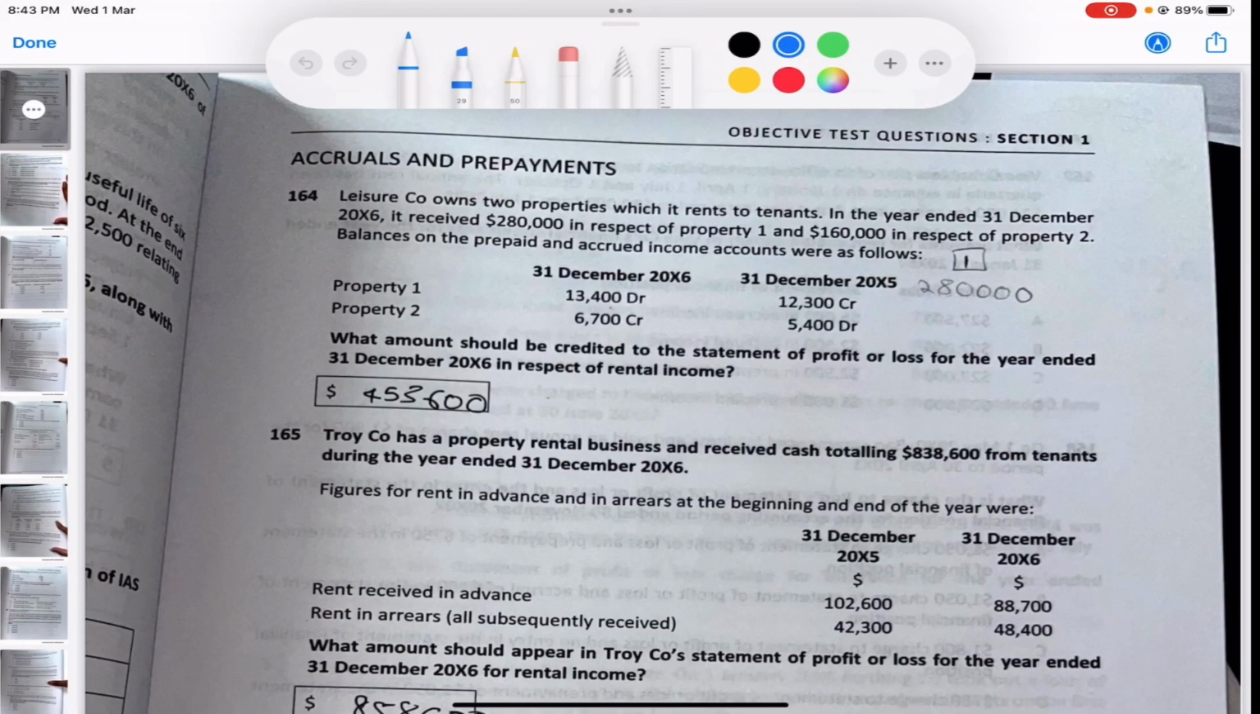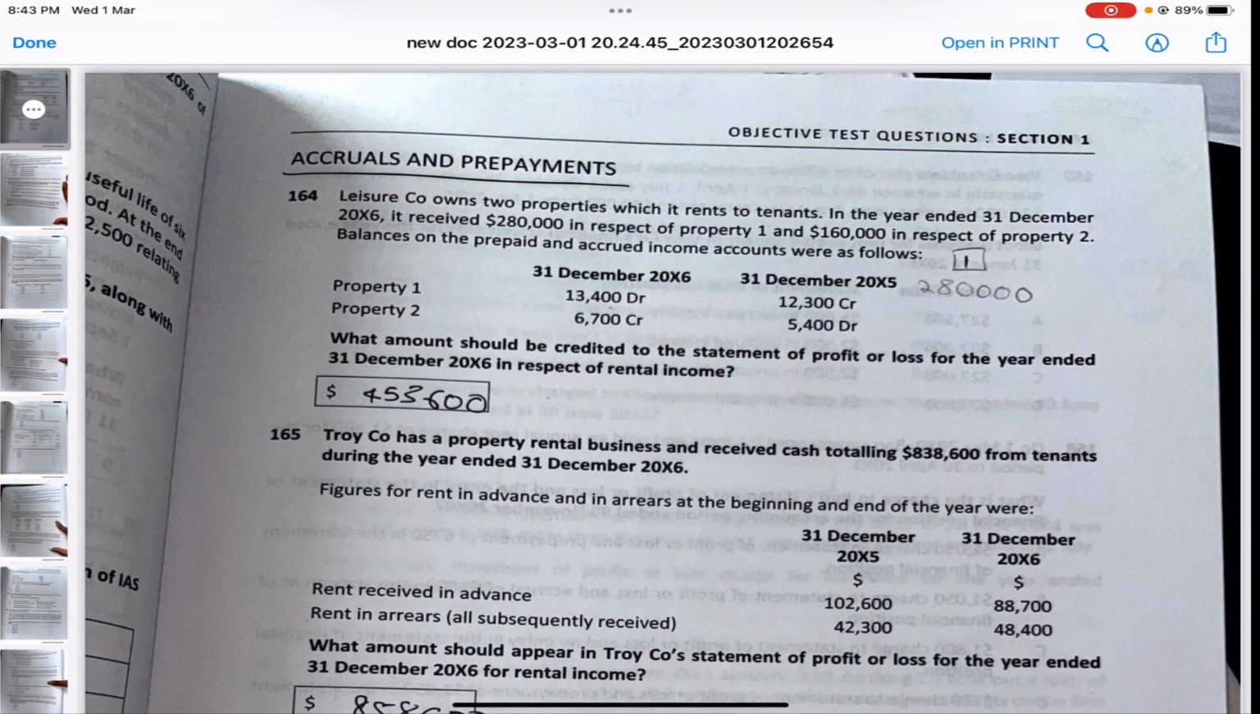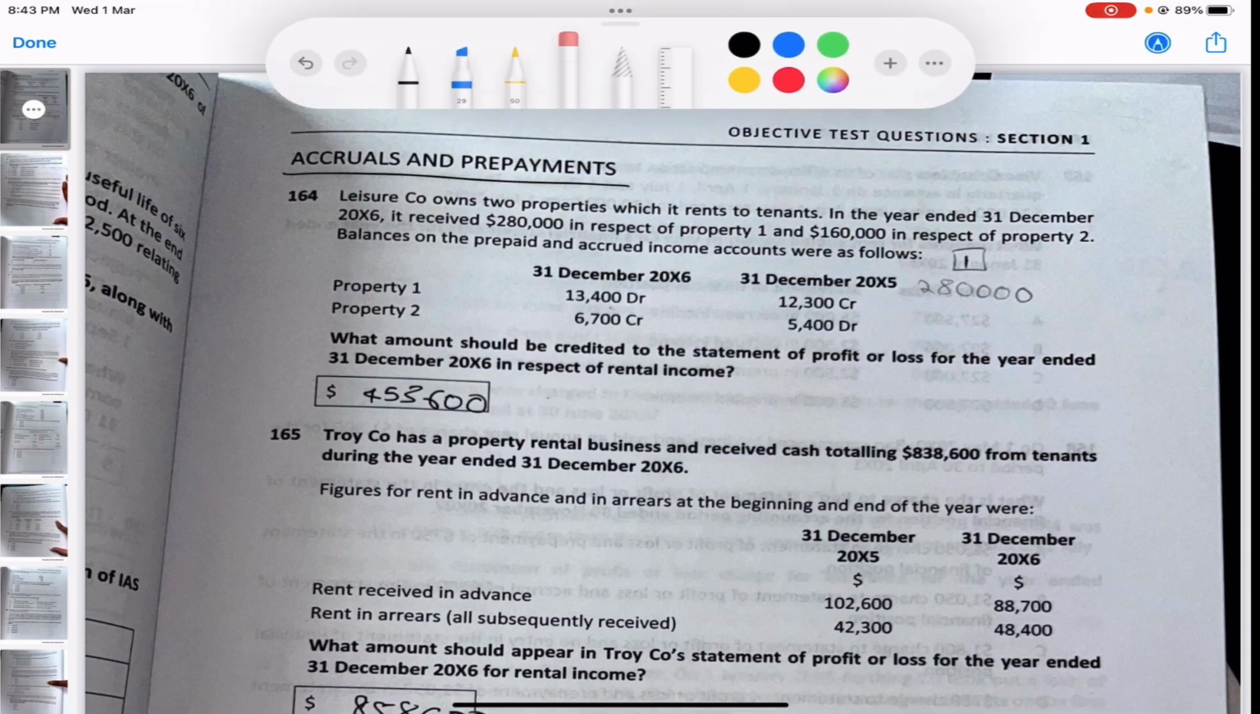Hello everyone, in this video we will be discussing chapter 10, which is Accruals and Prepayments from the Kaplan Exam Kit. In this video we will be solving all the Kaplan Exam Kit questions of chapter number 10. So this is chapter number 10. The rules remain the same.